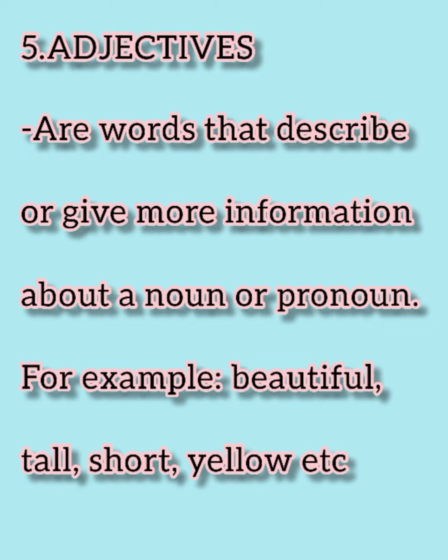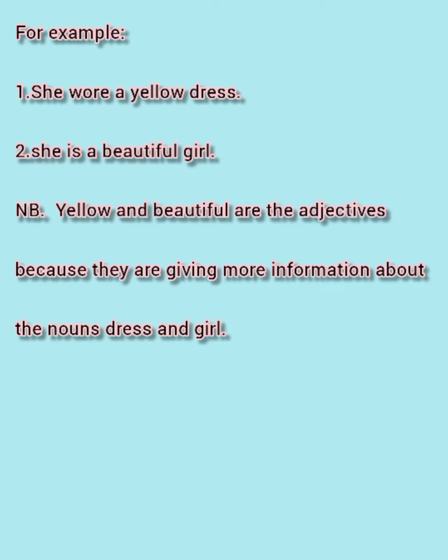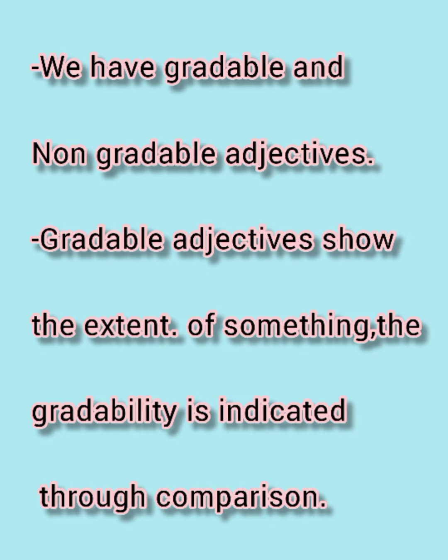As you can see, we are on adjectives, which are words that describe or give more information about a noun or a pronoun. We have examples here of a yellow dress and a beautiful girl, whereby we say yellow and beautiful are the adjectives, simply because they are giving us more information about the nouns, girl and dress.